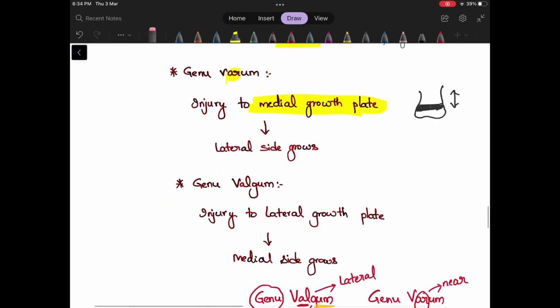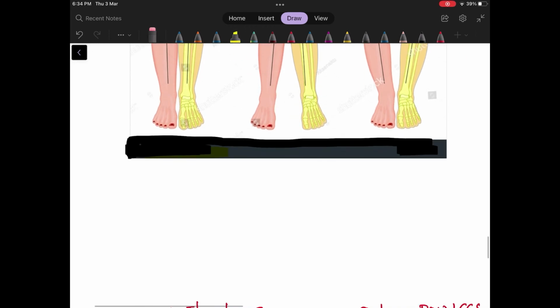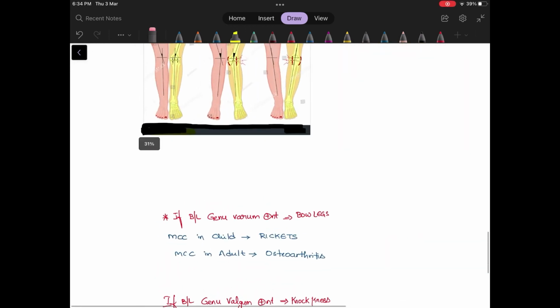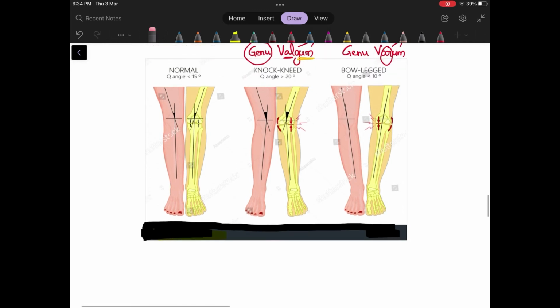Okay, so in Genu valgum there will be lateral growth plate injury, so the medial side grows, whereas in Genu varum the injury will be to the medial growth plate and the lateral side grows more than the medial side. Normally also in our body, with age or under certain conditions, the valgum and varum positions will change. Normally also some angle will be there, it won't be like 0 degrees.